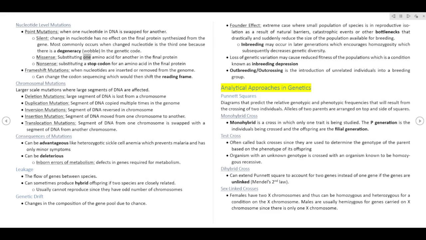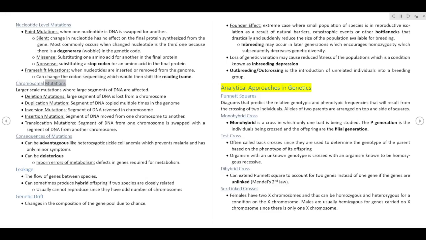Missense, substituting 1 amino acid for another in the final protein. Nonsense, substituting a stop codon for an amino acid in the final protein. Frameshift mutations, when nucleotides are inserted or removed from the genome. These can change the codon sequencing, which would then shift the reading frame.